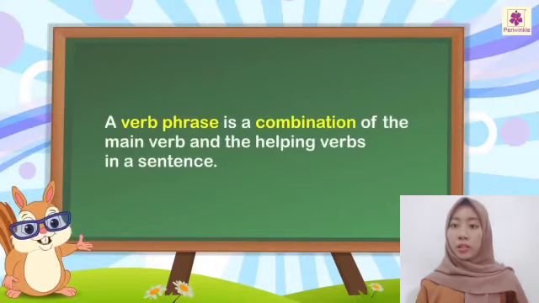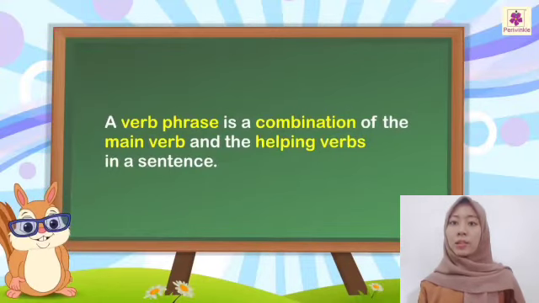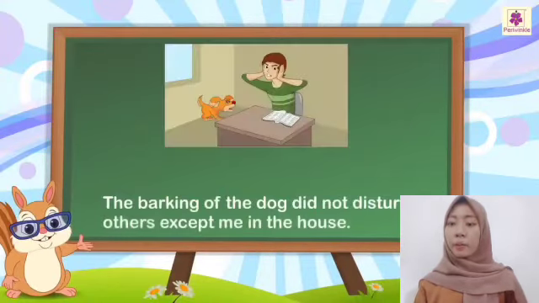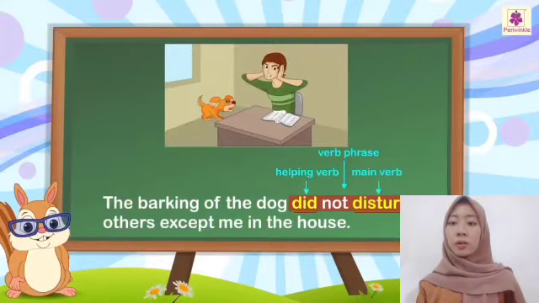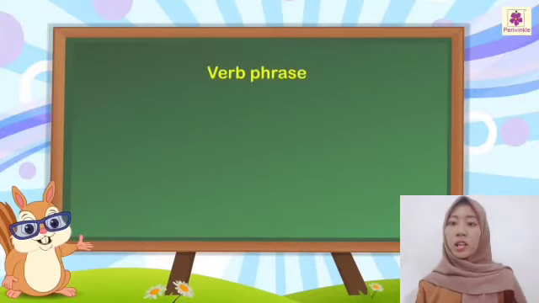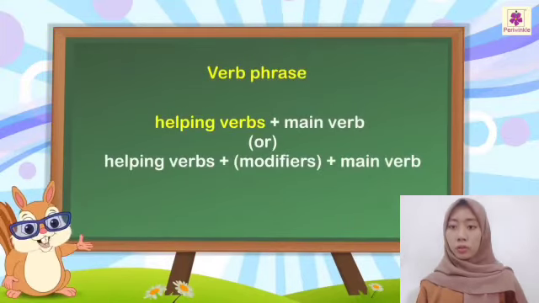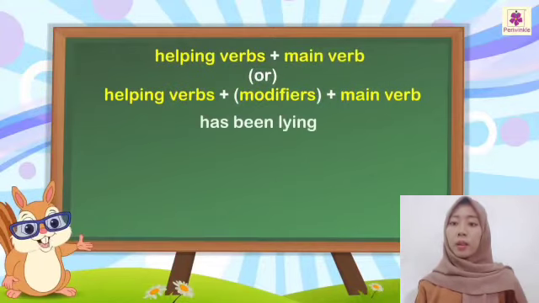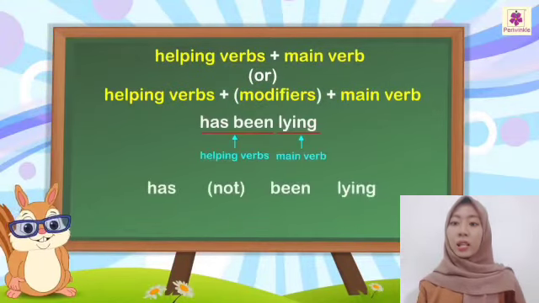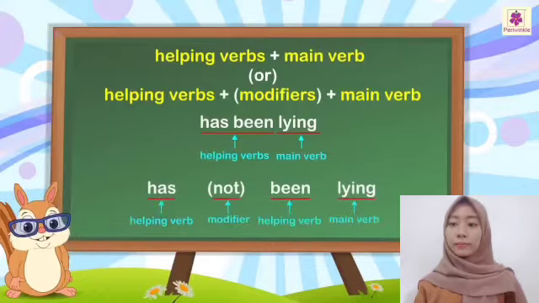A verb phrase is a combination of the main verb and the helping verb in a sentence. For example, the barking of the dog did not disturb others except me in the house. A verb phrase has a form on the following pattern: helping verb plus main verb, or helping verb plus modifier plus main verb. For example, has been lying, has not been lying.